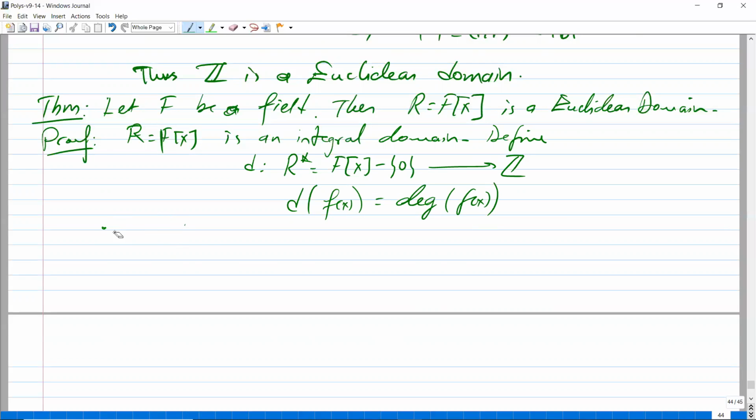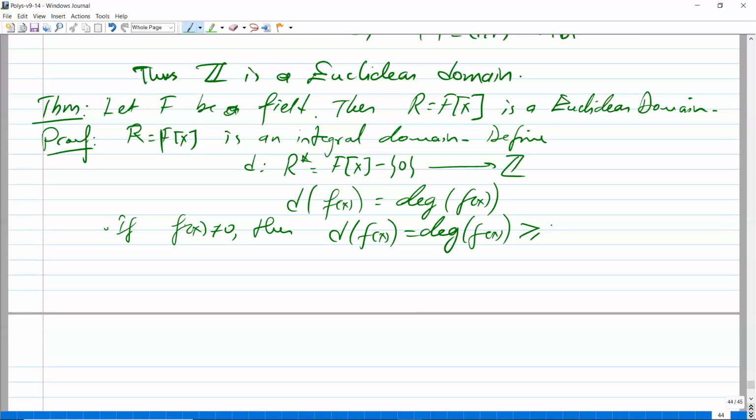So if f of x is not 0, then d of f of x, which is the degree of f of x, is either 0 or bigger. Remember, we defined the degree of the 0 polynomial to be minus infinity, or it may not be defined anyway. Only the degree of the 0 polynomial is minus infinity. All the others are non-negative. So the first condition is satisfied.